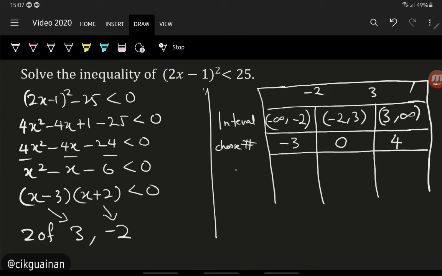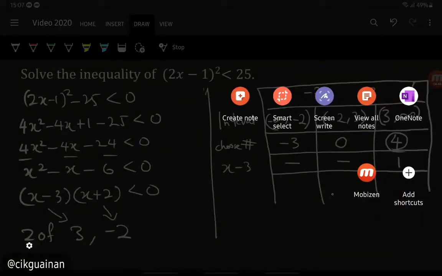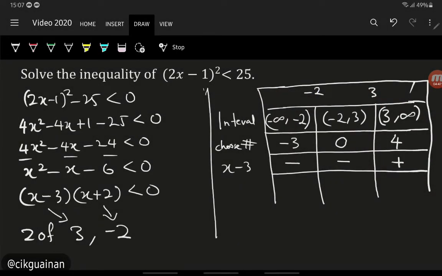Now we write the factor. The first factor is x minus 3. Then we substitute the number inside the factor to calculate and decide the sign of the interval over here in this box. So minus 3 minus 3 is minus 6. Minus 6 is a negative number. Now 0. 0 minus 3 is minus 3, a negative number. Next, 4. 4 minus 3 is 1. 1 is a positive number.